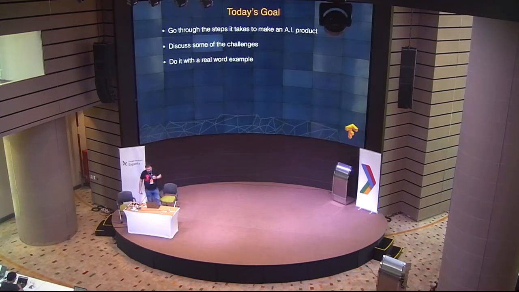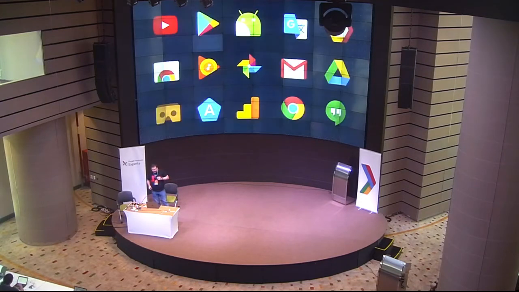Okay, so today, let me see if I can make this bigger. Today, what I want to do is walk through a little bit about building an AI product and the steps that it takes to actually make some sort of AI product, discuss some of the challenges, and show you some real world examples. Because I find that a lot of people are really good at doing, like Yuri mentioned, either Kaggle competitions or running MNIST or things like that. But when it comes to actually taking those skills and trying to build a real world product, it doesn't often work out so well.